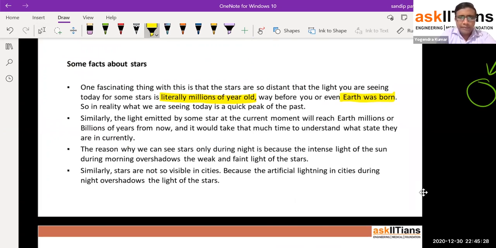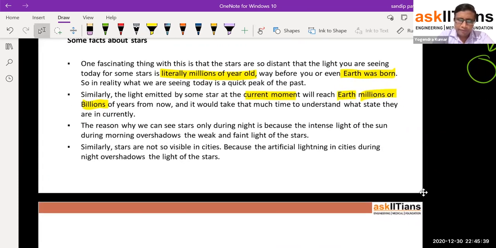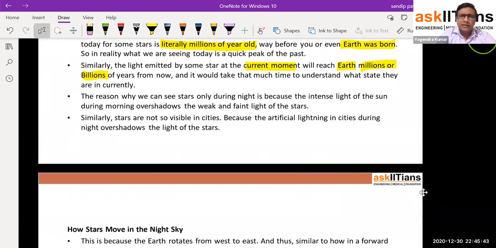Similarly, light emitted by some stars at the current moment will reach the earth millions and billions of years from now, right? And so the distance of them will be very, very large, we can say. Then a simple thing: why can we see the stars only during night? Because obviously there is the light of the sun. Still those stars are at that point, but the light of the sun fades the light from the other stars, because other stars are at very, very large distances, right?